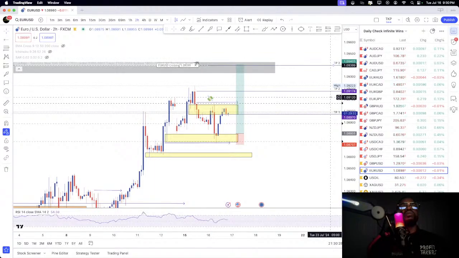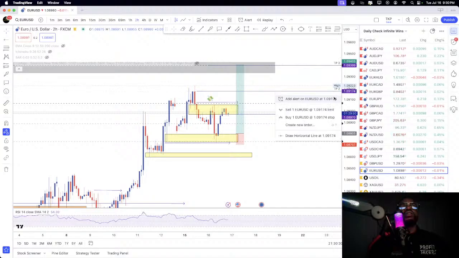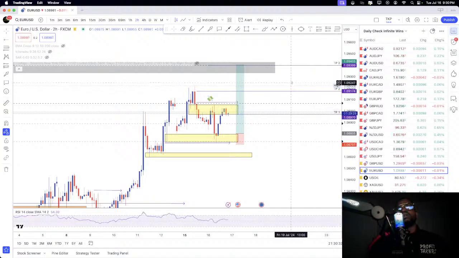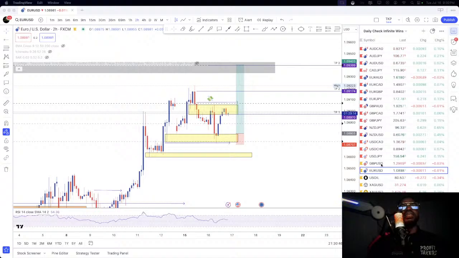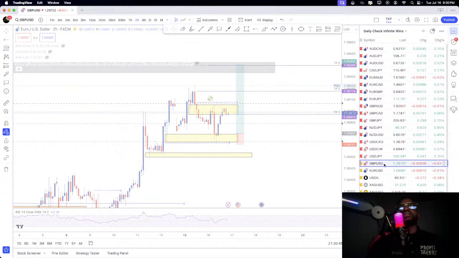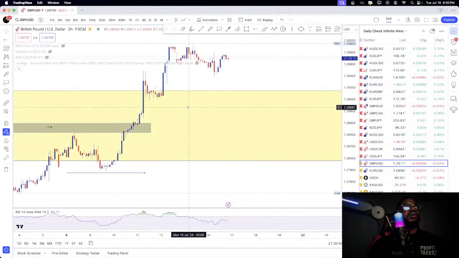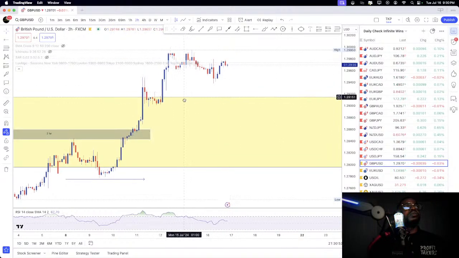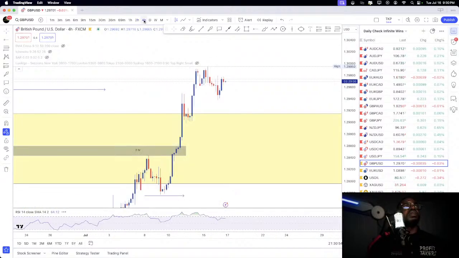Boom. I'll wait until our trade activates before I put the alerts on those other targets. So that's Euro USD. It did say USD news, so let's check out pound USD.